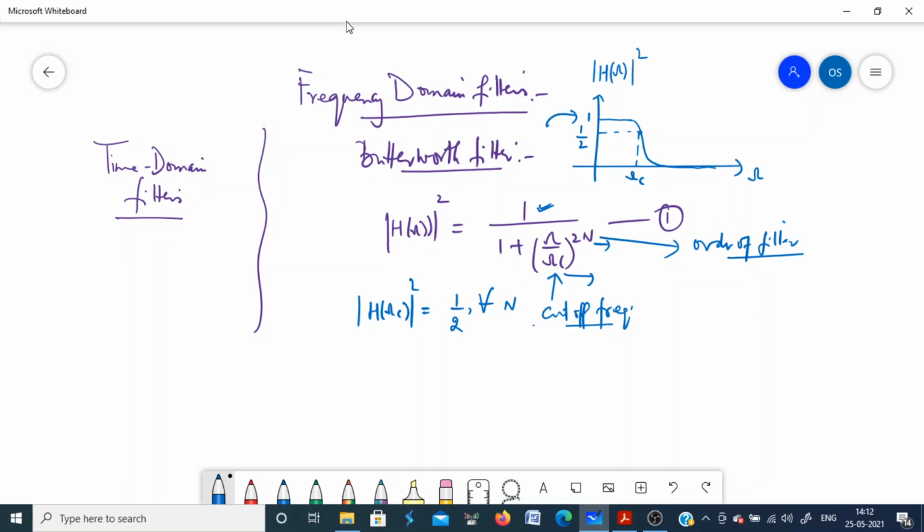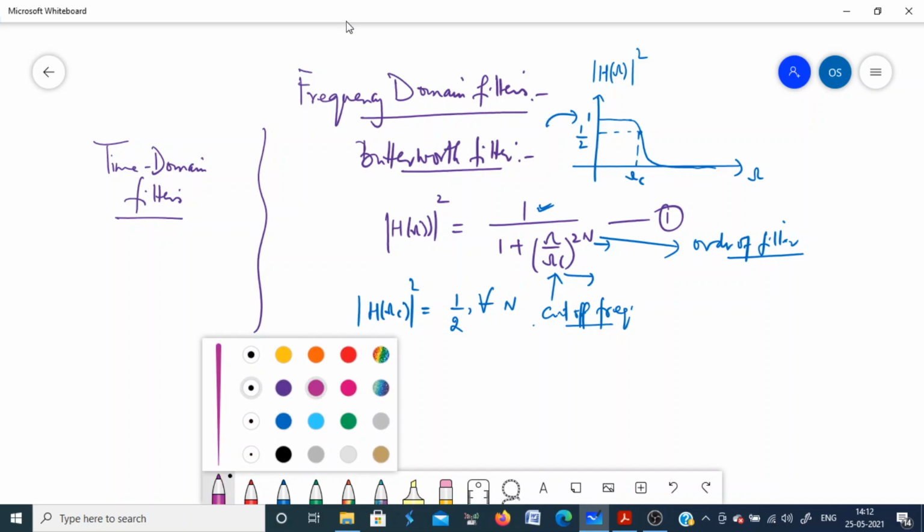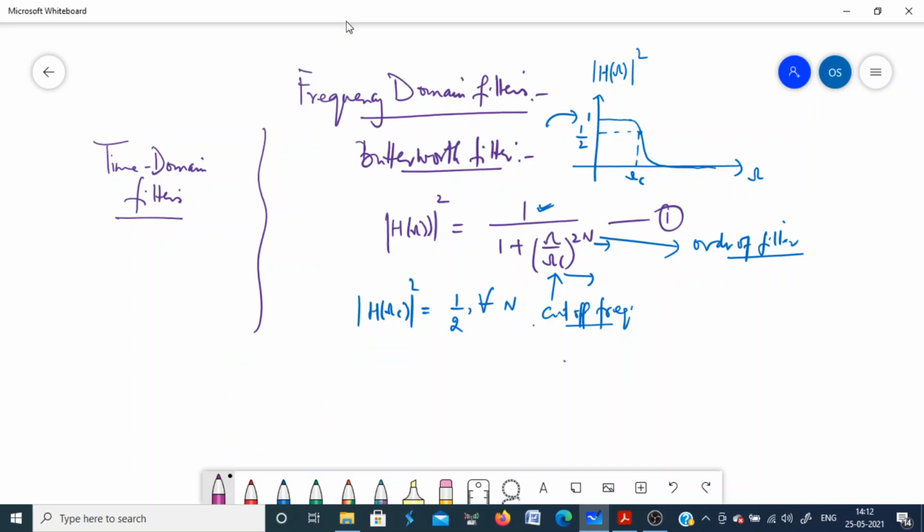For different values of n, which is the order of the filter, the cutoff frequency of course remains the same. If you change the order, what changes in this response is that for higher orders you get a sharp transition from the pass band to the stop band. So this may be for n equal to 4, and this may be for n equal to 8. The cutoff frequency remains the same. As you increase the order of the filter, you get more and more sharp responses in the frequency domain, but the complexity of the filter will increase if you increase the order.